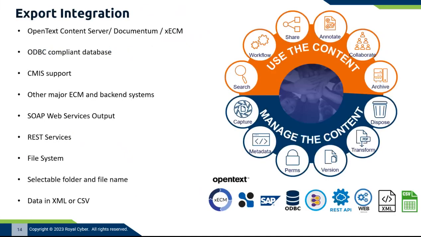Moving ahead with the export integration systems. So Captiva can integrate with multiple outbound systems. We can divide it into two categories: either you want to use the content, or you want to manage the content. If you want to use the content, you can use it to search, generate or trigger another workflow. You can share it with multiple people in the organization. You can also annotate it. You can also collaborate on the data and make some decisions, or you can archive it.